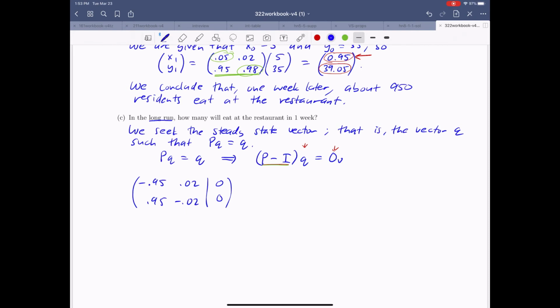If we can solve that system, we're going to get the value of q, the steady state vector that we're looking for. So we'll do some row operations here. The first thing we might do to make the numbers look a little nicer is to multiply through by 100, just to get rid of those decimals. So minus 0.95 turns into minus 95, and we get a 2 here. And notice that if we add the first and the second row, we get a row of zeros down here.